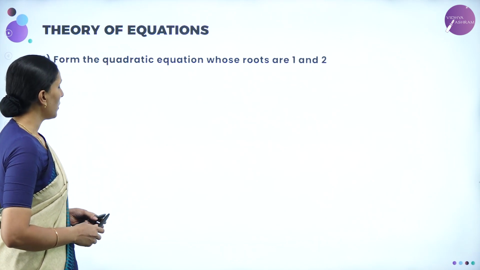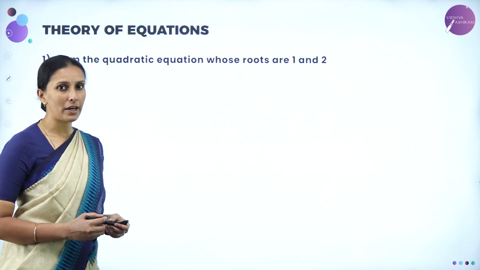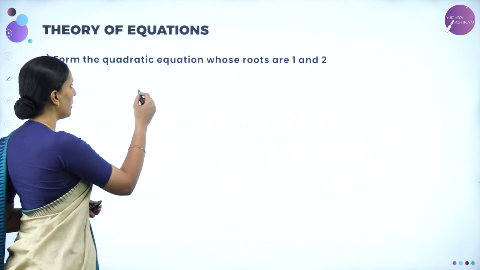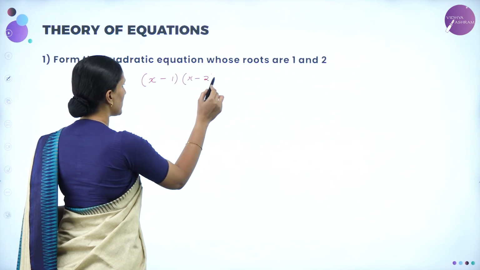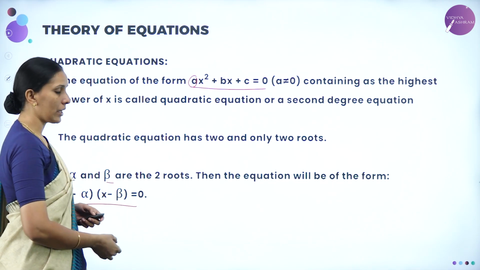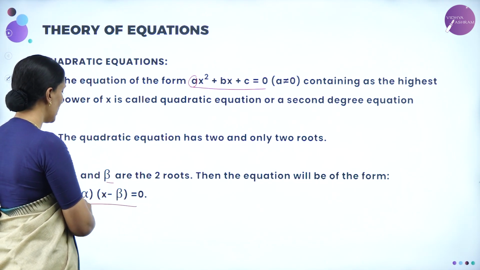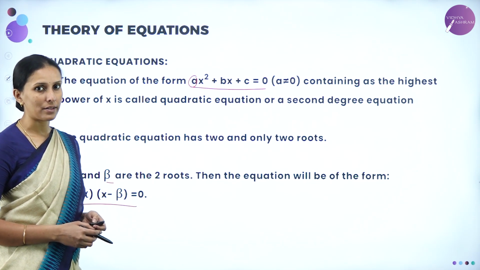Now, form the quadratic equation whose roots are 1 and 2. Let us consider 1 and 2 as the roots. Then we can write it in the form of x minus 1 into x minus 2 is equal to 0. So, if alpha and beta are the roots of the quadratic equation, then we can represent the quadratic equation as a product of two linear factors.